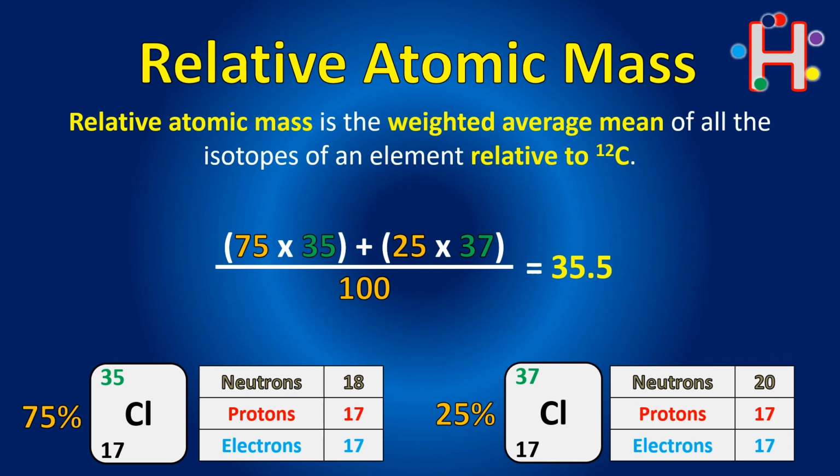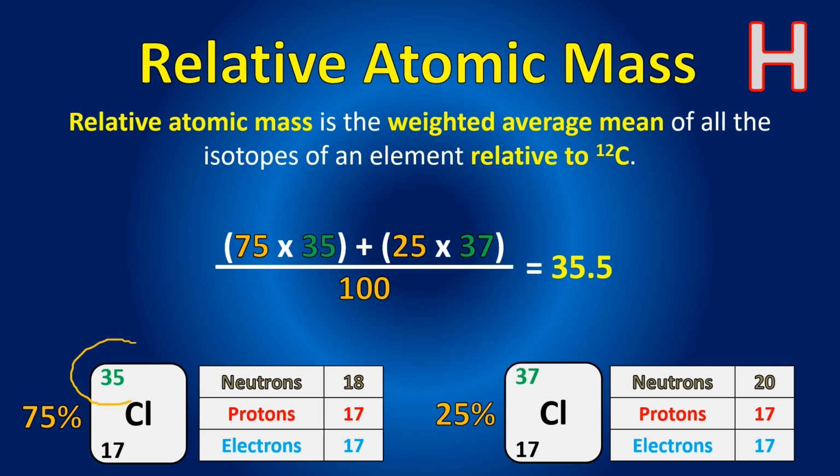For a higher tier paper, you might get asked about calculating the relative atomic mass, or why the relative atomic mass of an element is not always an integer, it's not always a whole number. They only really use I think copper and chlorine at GCSE, so there is a little definition that you can trot out. The relative atomic mass is the weighted average mean of all the isotopes of an element relative to carbon-12. There's loads and loads of different definitions, don't get hung up.